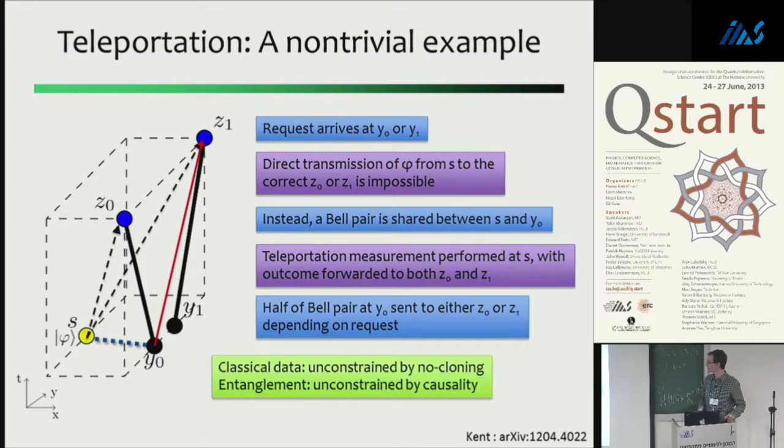And so I think this is actually a nice example, because it really illustrates how, in order to understand how quantum information can be distributed in space and time, you're exploiting the fact that in teleportation, quantum information is split into two halves. And the classical part of it is not constrained by the no cloning theorem. The quantum part of it, which is entanglement, is not really constrained by causality. And so in that way, you actually can get around the constraints.